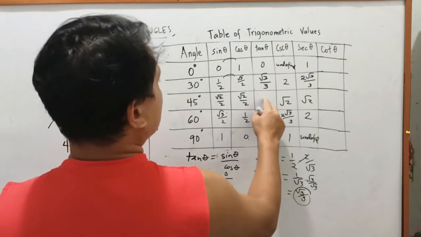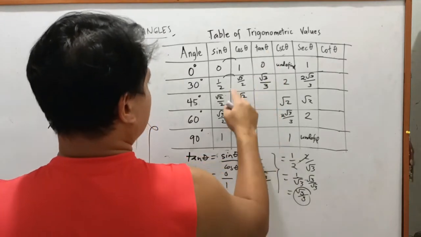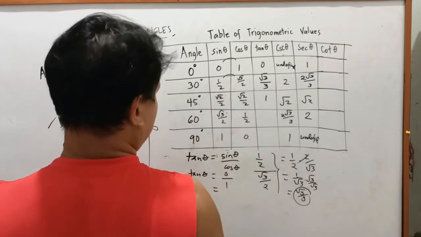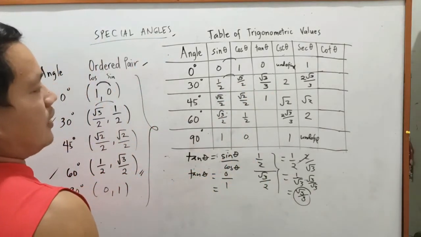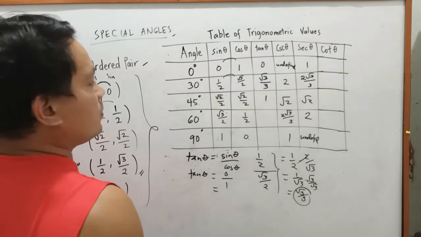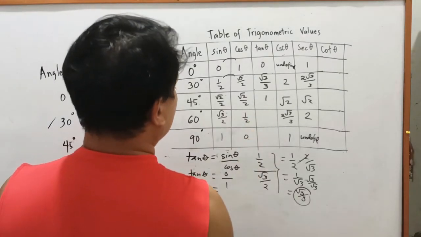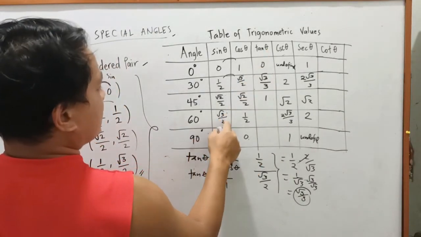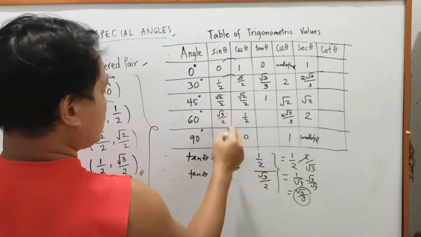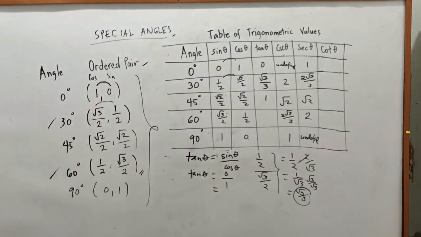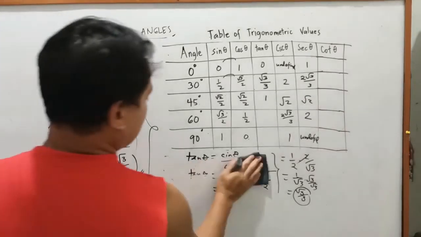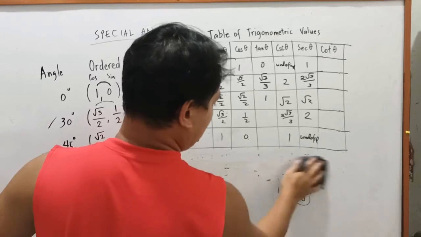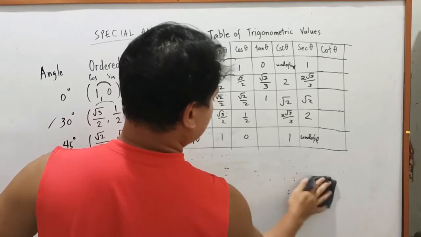Next, how about this one? Tangent theta. You're going to divide sine theta by cosine theta, which is still 1 because they are the same. If the numerator is equal to the denominator, that is exactly 1. Okay, now how about tangent 60 degrees? Sine divided by cosine, that is square root of 3. I hope na lahat ng nakakanood ay nakakasunod sa aking solution.